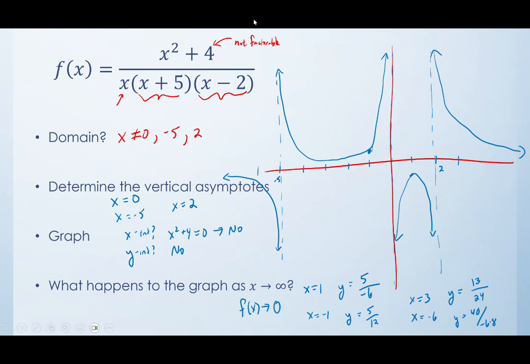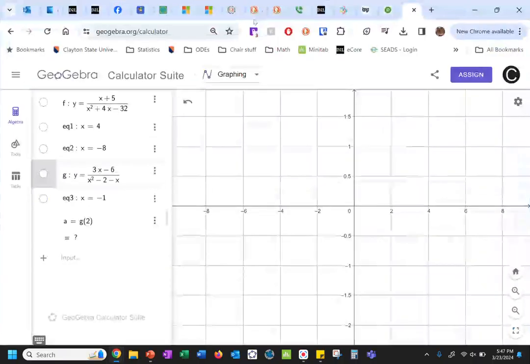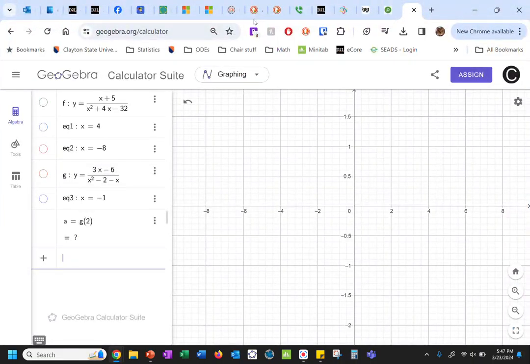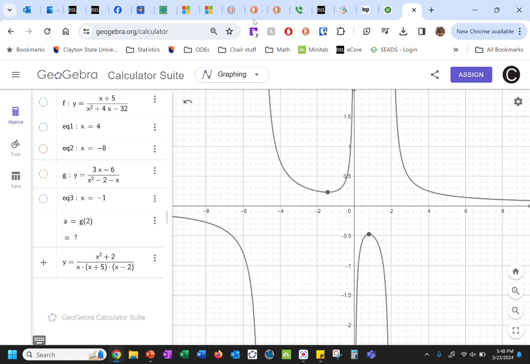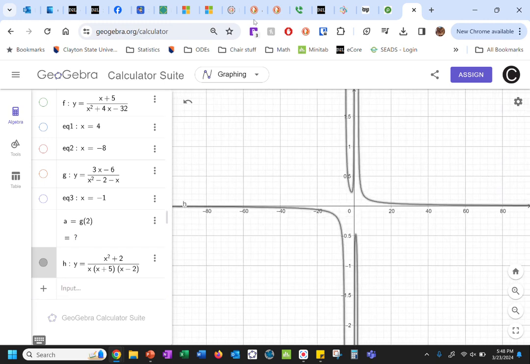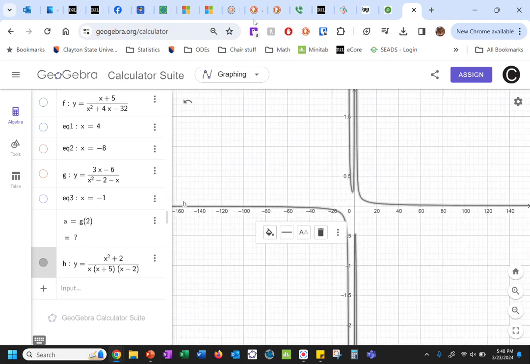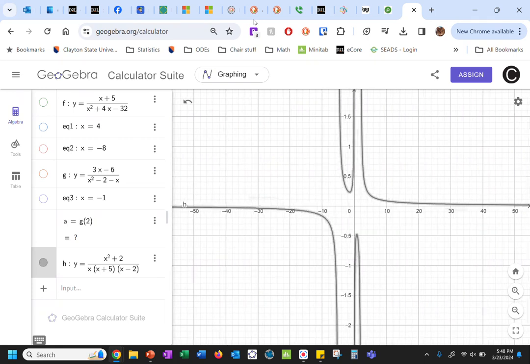And let's take a quick look at that in GeoGebra. So we've got f of x, or y, equals x squared plus 4 over x times (x plus 5) times (x minus 2). And I make sure I put the times in there because sometimes it thinks it's function notation. And you can see that this pretty well agrees with what we had. And as we zoom way, way, way out, you can see it getting really, really close to 0 for the y value.